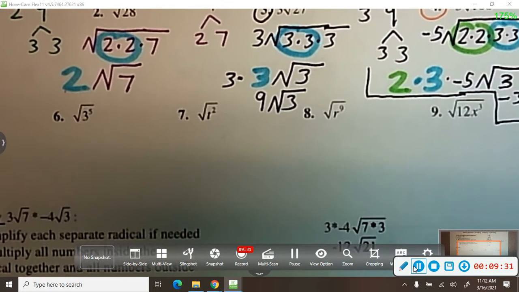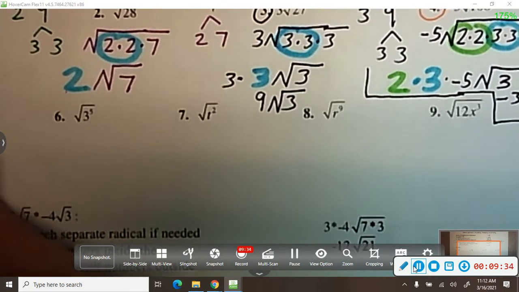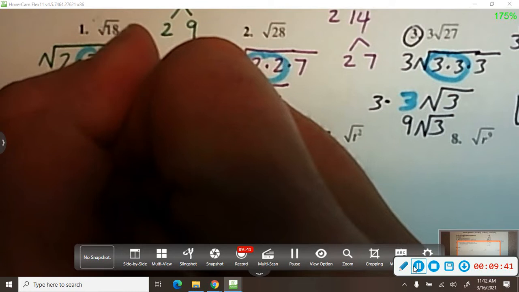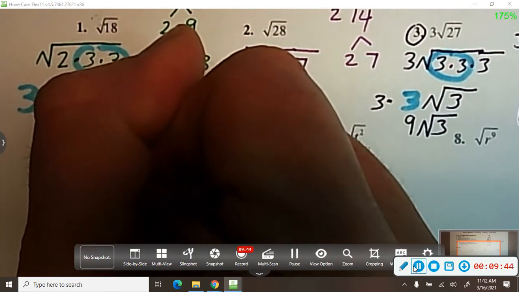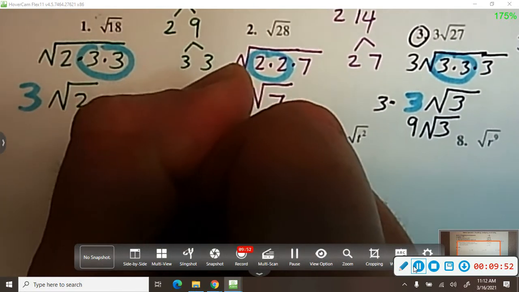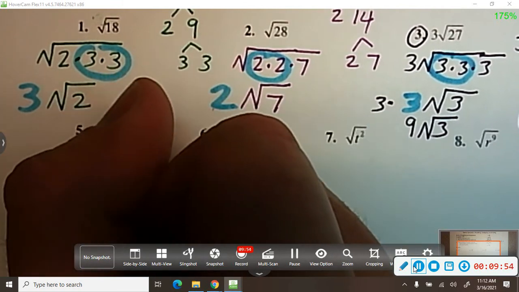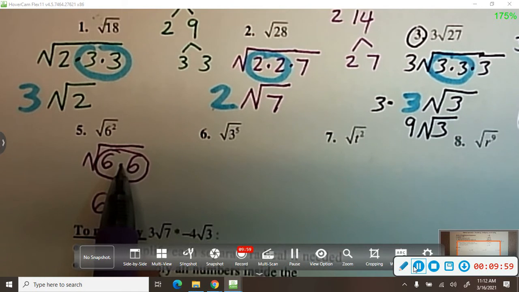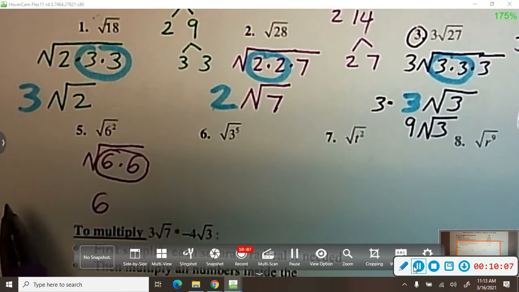Okay, number 5. Number 5 means 6 squared. That means 6 times 6. So I'm going to write that as 6 times 6. But 6 times 6, we have a pair. So the 6 comes out to just make 6. And because nothing is left, you have no more radical. In other words, the square root of 36 is 6. So if you bring everything out, the radical goes away.